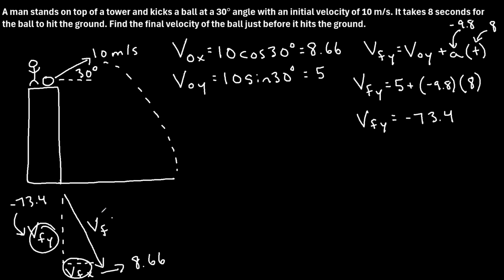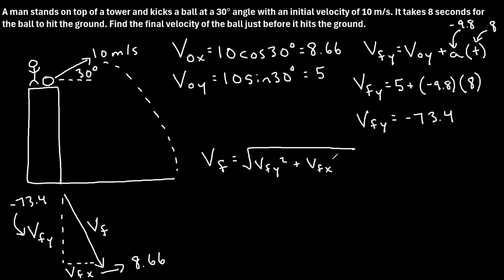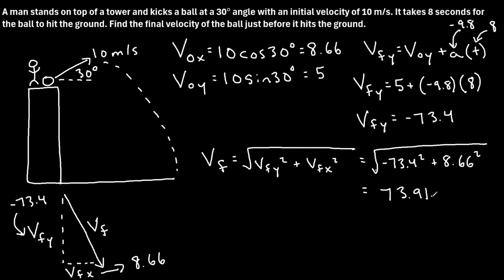So here's the formula we can use to actually figure out what this final velocity is. We say the final velocity, v sub f, that's equal to the square root of the final velocity in the y direction squared, plus the final velocity in the x direction squared. So we get the square root of negative 73.4 squared, plus 8.66 squared. So when you punch this into a calculator, it comes out to about 73.91. And we're talking about velocity, so we'll say meters per second. So that's the final velocity of the ball just before it hits the ground.